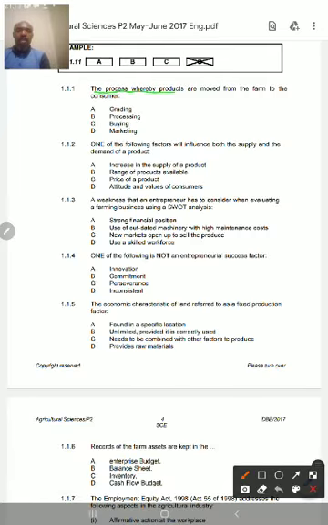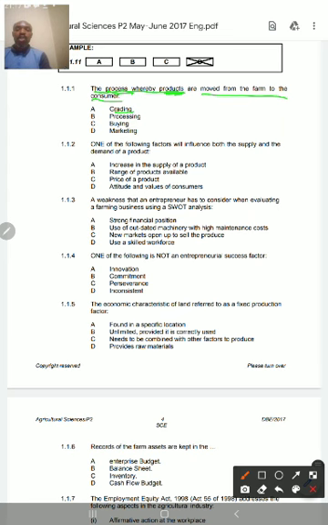Let's start with the process whereby products move. Process means it's continuous: agri products are moved from farm to consumer. Don't think transportation. Transportation is a means, it's not a process. So let's look at these processes.